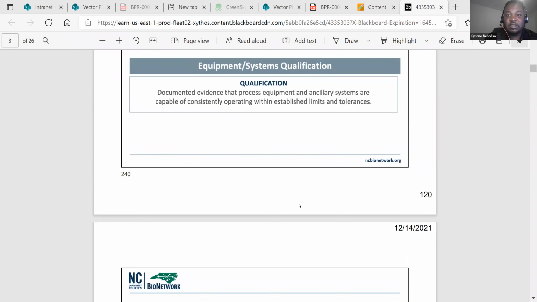So qualification. What is qualification? It's documented evidence that process, equipment, and ancillary systems are capable of consistently operating within established limits and tolerances. So this is the definition of qualification.